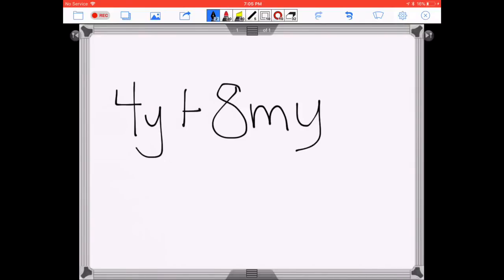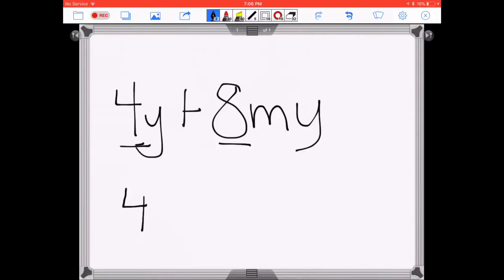We think about 4y plus 8my. This one's just slightly different because in addition to dealing with the 4 and the 8, we also see that they have a variable in common. So let's start with the numbers again. Let's go back to the 4 and the 8. What is the biggest number that the 4 and the 8 have in common? The biggest number they have in common is 4.